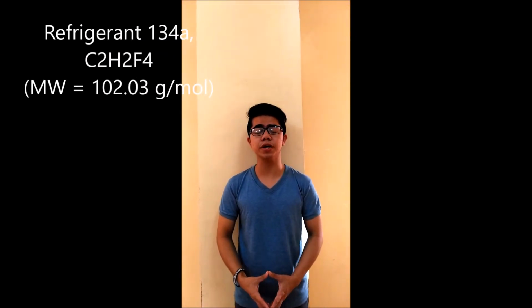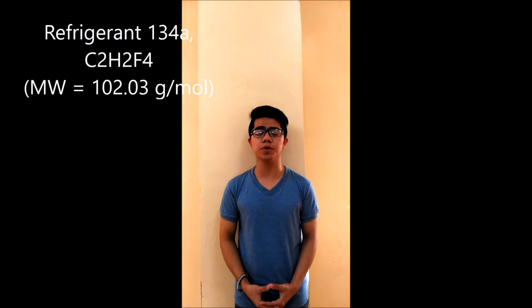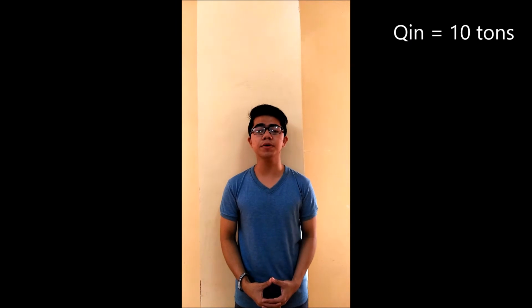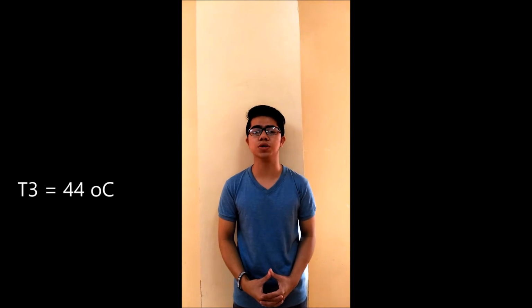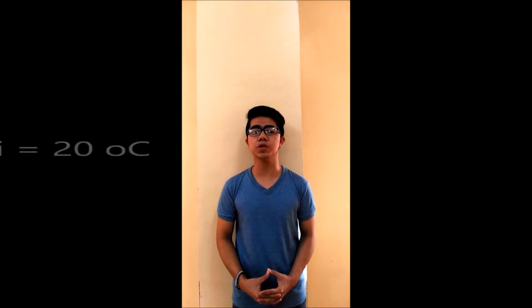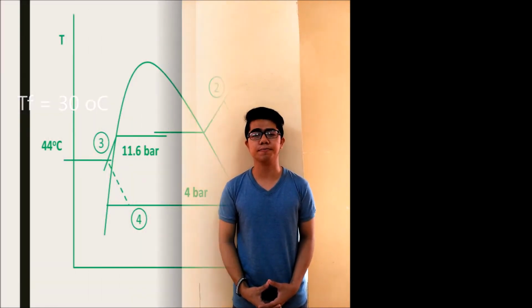For the given, our working fluid will be refrigerant 134A with a molecular weight of 102.03 grams per mole. Refrigeration capacity: 10 tons. Temperature entering the compressor: 15 degrees Celsius. Pressure entering the compressor: 4 bar. Pressure exiting the compressor: 12 bar. Pressure at the condenser exit: 11.6 bar. Temperature at the condenser exit: 44 degrees Celsius. Water initial temperature is 20 degrees Celsius and water final temperature is 30 degrees Celsius.